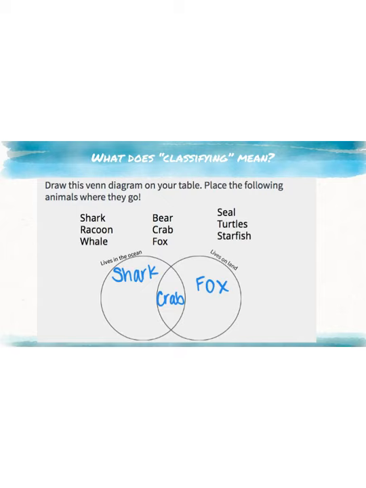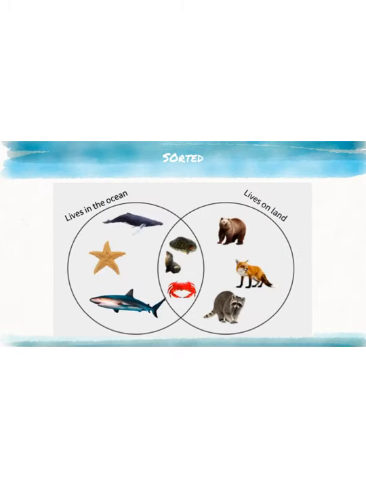Now we'll check our answers and see if you got the same things. So we have the shark, the whale, and the starfish all live in the ocean. The bear, the fox, and the raccoon all live on land. The turtle, the seal, and the crab live both in the ocean and on land. So we place them in the middle of both circles.